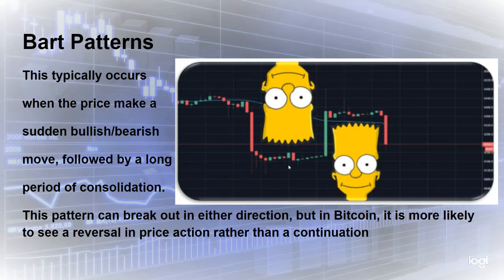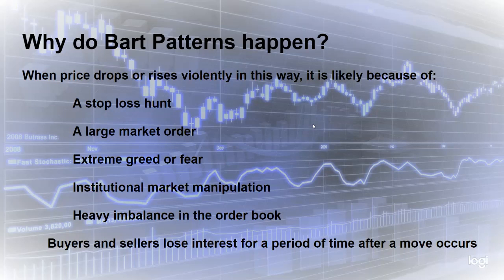Then what happens is the price will often break back exactly the same way it came from. So it breaks down, it consolidates, breaks back up. Then after it's broken back up, it consolidates and breaks back down, and that's called a Bart pattern. Obviously, these patterns can break in either direction, so we could break down, trade along a bit, and then break down again. But often in Bitcoin, they tend to reverse rather than be continuation patterns. So that's definitely something to think about.